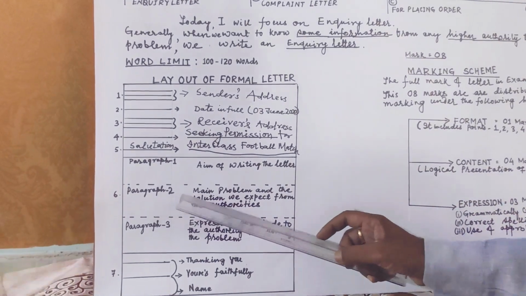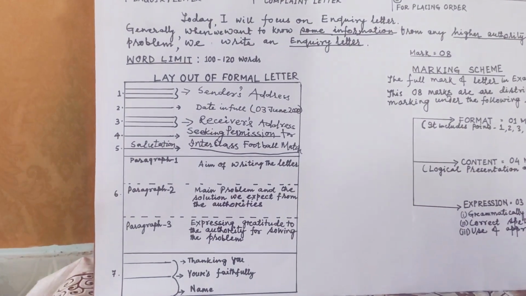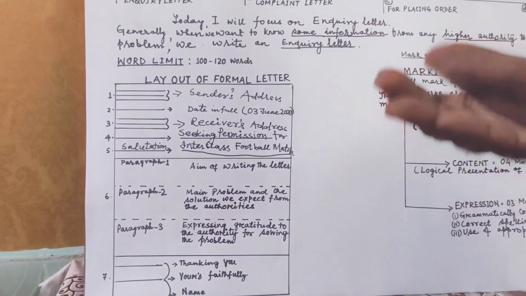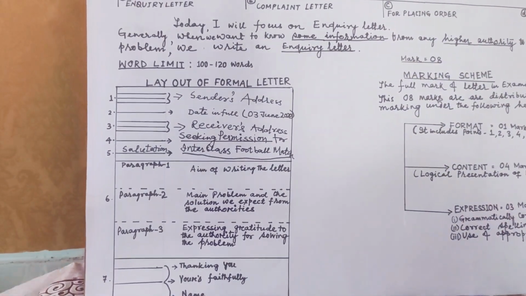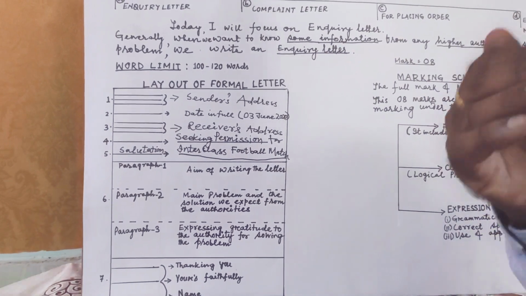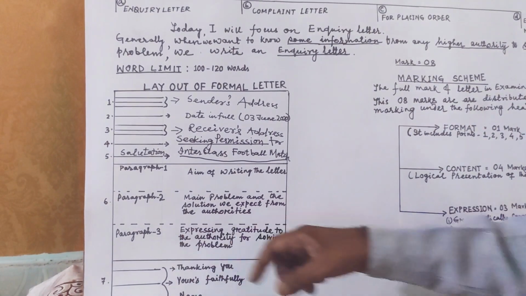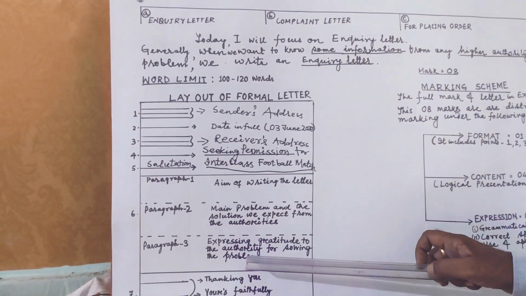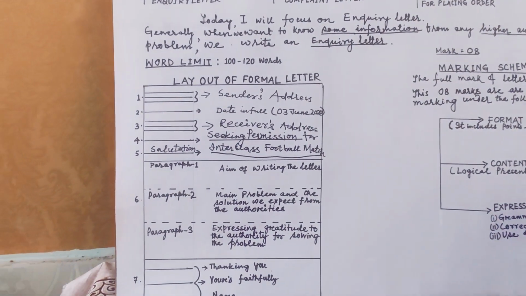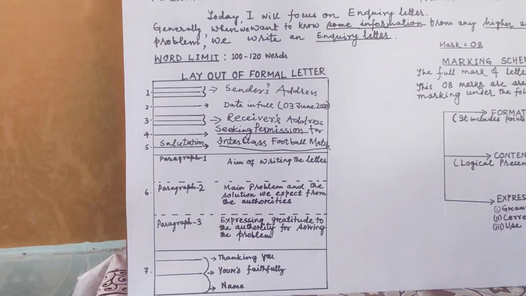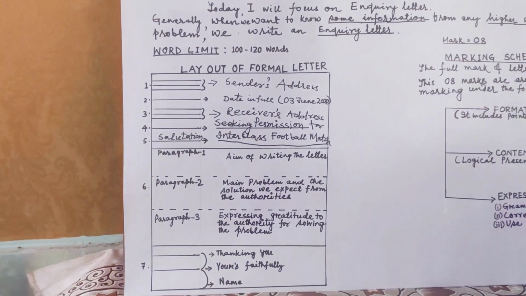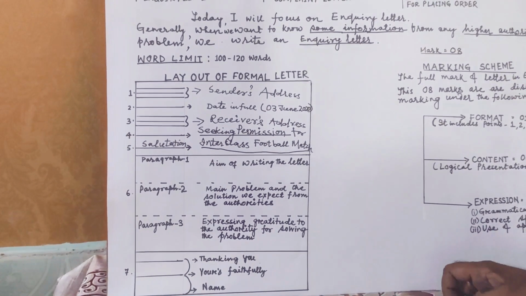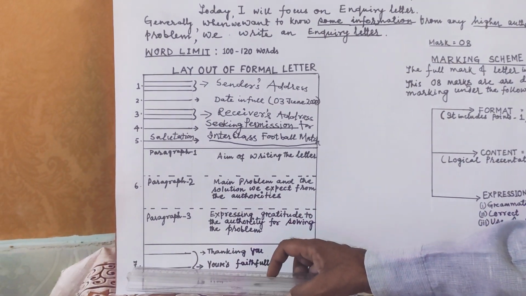Now moving to paragraph 2, students, please keep in mind, we have to explain the problem and the solution we expect from the concerned authority. Now coming to paragraph 3, this is the concluding part of the body of the letter. Hence it is required that we should express our thankfulness to the concerned authority for helping us to solve our problems.